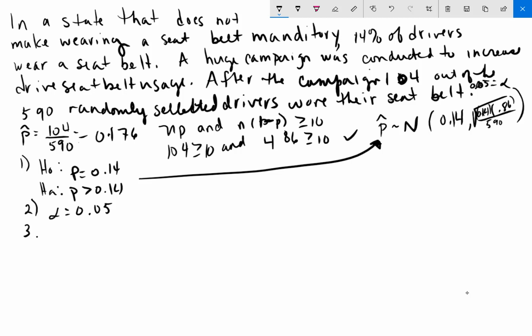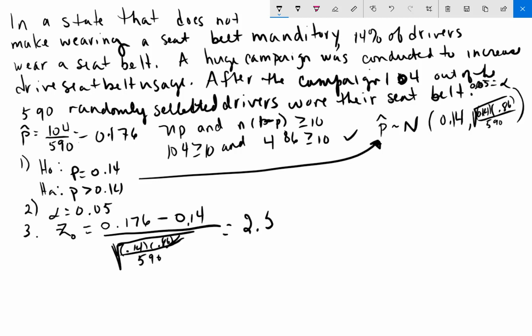Number three, we're going to calculate our test statistic. So our sample proportion is 0.176. We believe the proportion is 0.14, divided by the standard error. We get a test statistic of 2.52. Now on a right-tailed test, the p-value equals the probability z is greater than our test statistic. That's how we find a p-value for a right-tailed test. So we're trying to find the probability z is greater than 2.52.